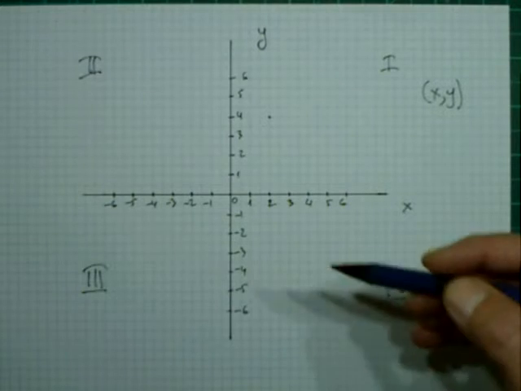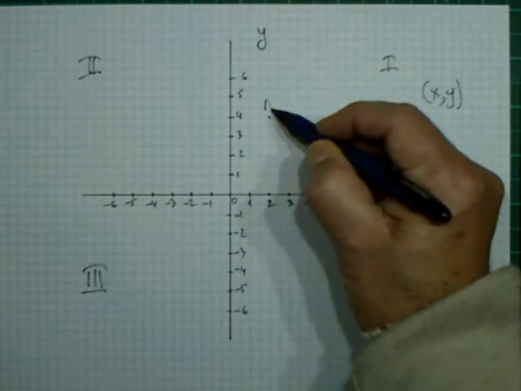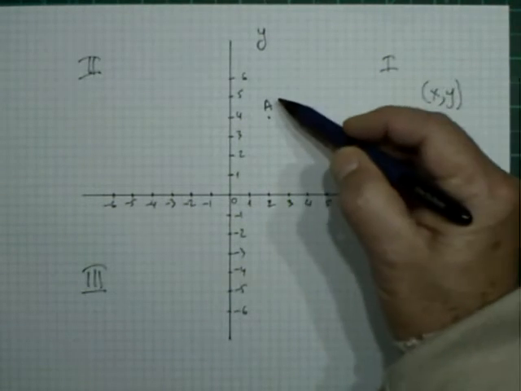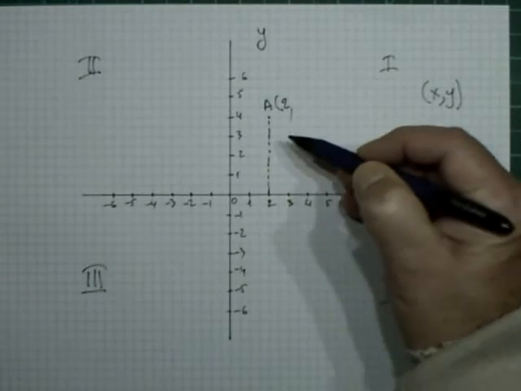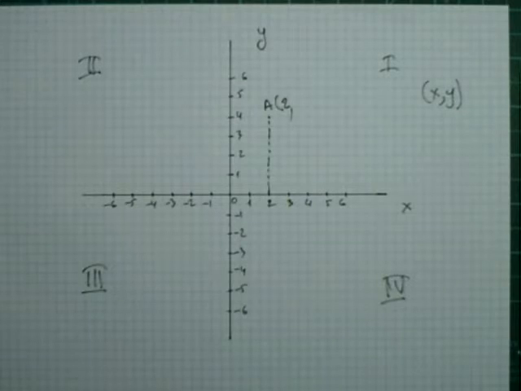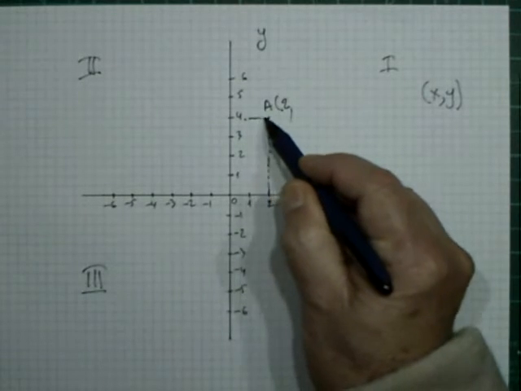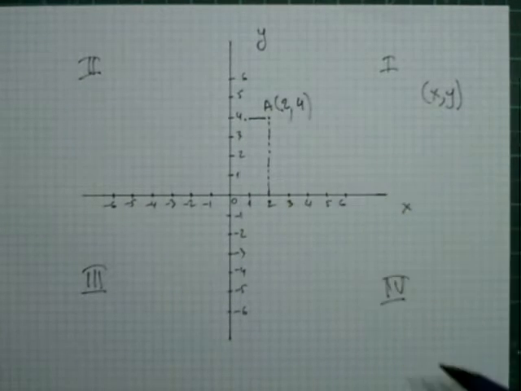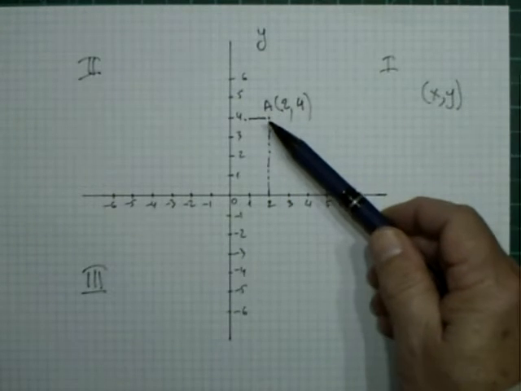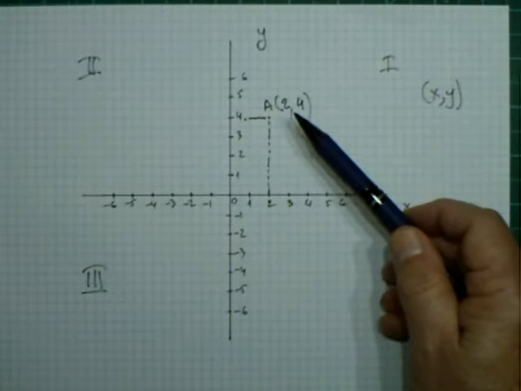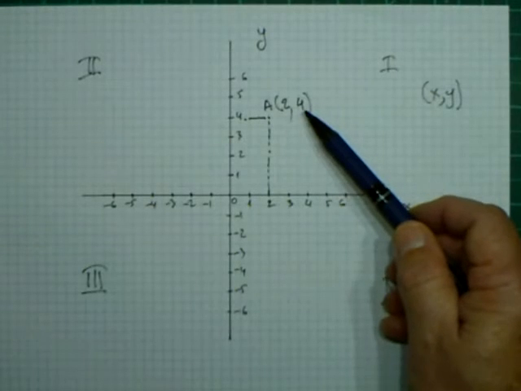For example, this point here has two coordinates. The first one is the number 2, which is the abscissa, and the second one is the number 4, which is the ordinate. So the coordinates of point A are (2, 4).